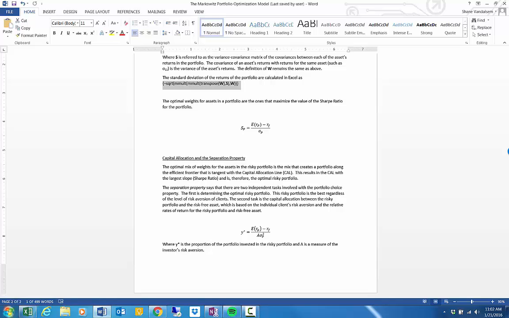Now we want to look at the individual investor, and based on their level of risk aversion, how much of their wealth should they put in that risky portfolio, and how much should they set aside and put in a risk-free asset? To do that, we're going to use this equation, which says that the proportion of the portfolio invested in the risky portfolio, Y asterisk, is equal to the expected return for the portfolio minus the risk-free rate divided by A. So A is a measure of the investor's risk aversion, multiplied by the variance of the portfolio.